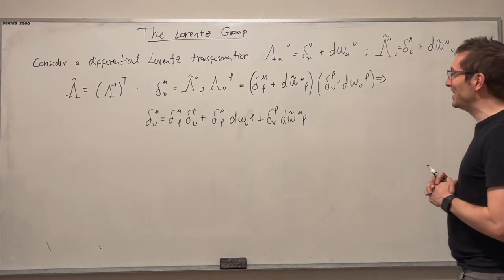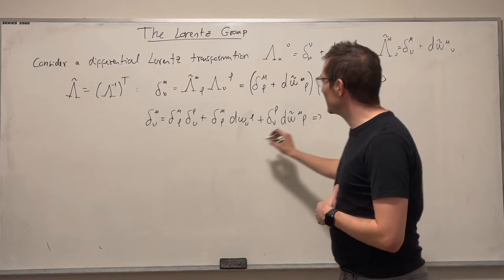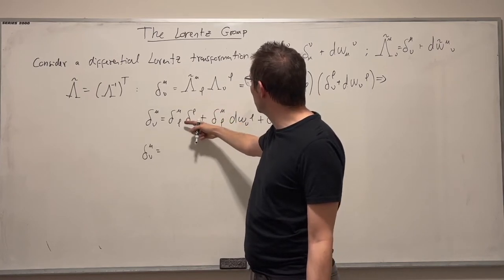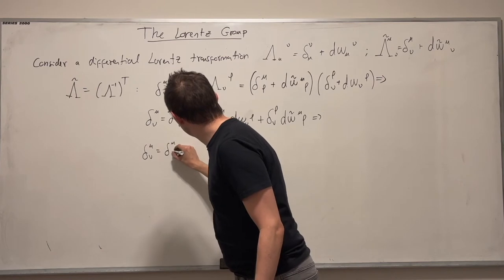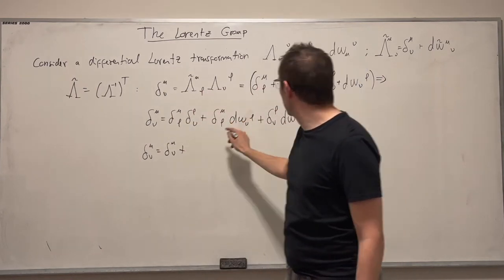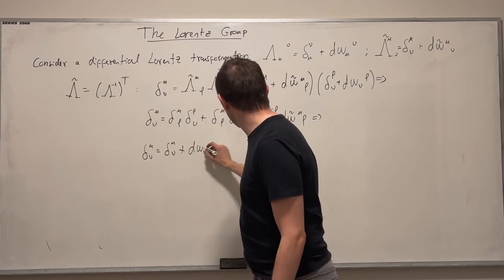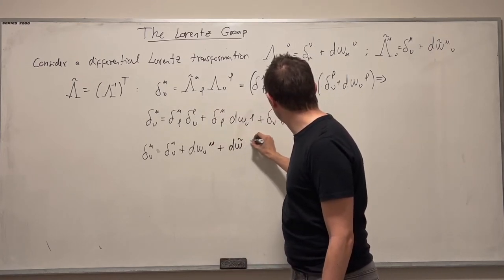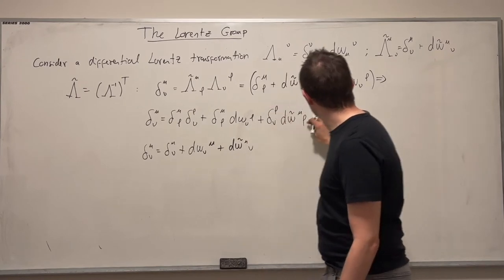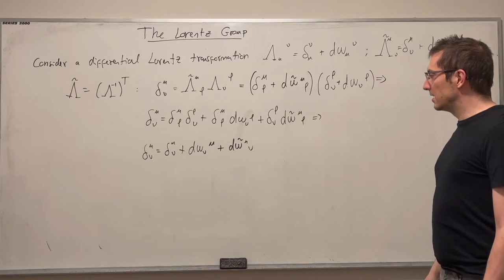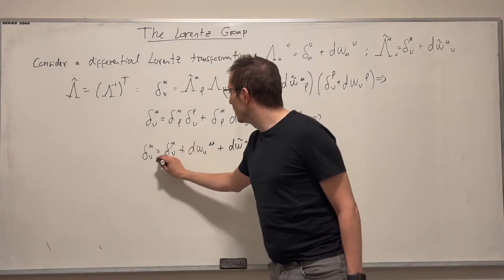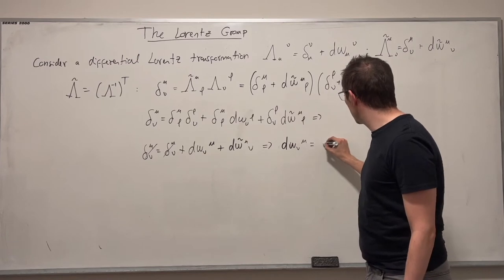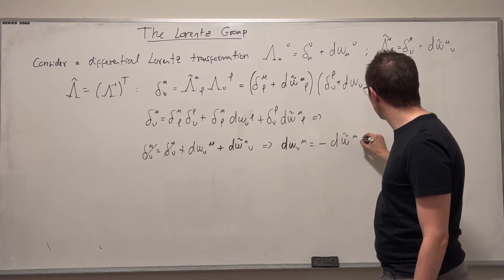Okay, all right, so what do I get here? That means that delta nu mu is equal to, so this is summing over rho, so it's telling you that the rho becomes a mu, if you want. So it's delta mu nu, plus, and the same thing here, this becomes a mu, d omega nu mu, plus, and this one, d omega tilde mu nu. All right, so, interesting. So this one cancels, and that means that d omega nu mu is equal to minus d omega tilde mu nu.